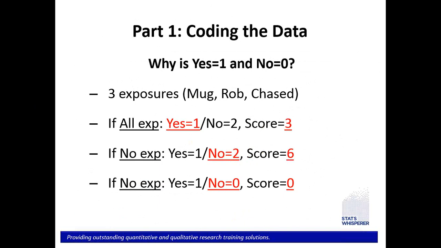The preferable thing is the last line, where no is coded as 0. So if they've had no exposures, it's no, no, no, which is 0 plus 0 plus 0, which equals 0. So total exposure would be 3, and no exposure would be 0. So it's always useful to keep no coded as 0.